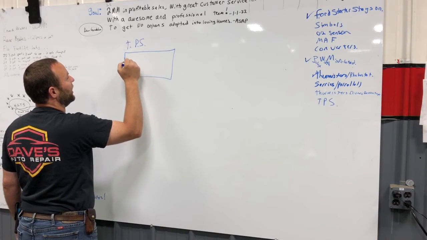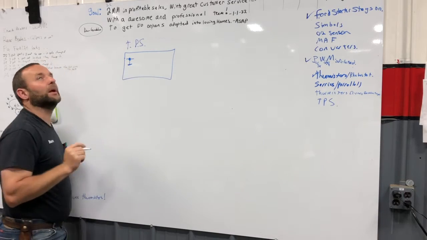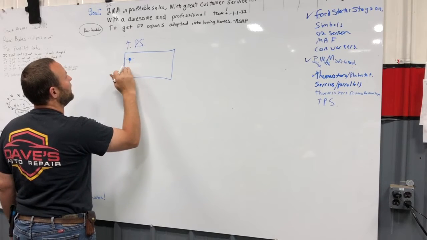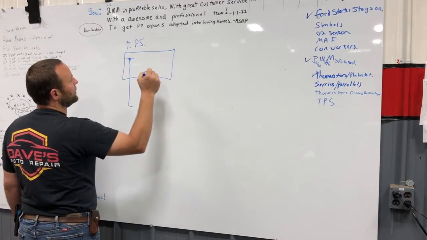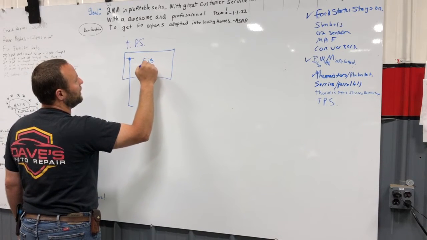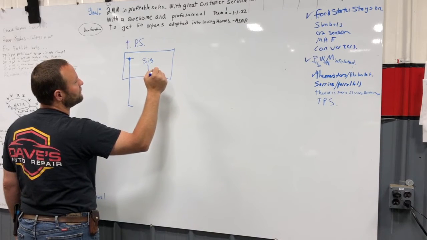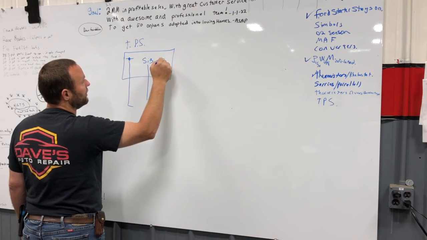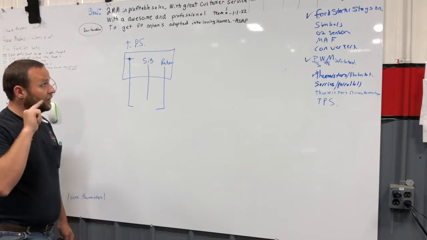So we got a voltage regulator. There's no voltage regulator in the computer. Okay, so the voltage regulator comes out of the computer and goes to the TPS, and we got a signal that comes out, and then we have a ground, the return. Okay, we're gonna draw this. This is the PCM.